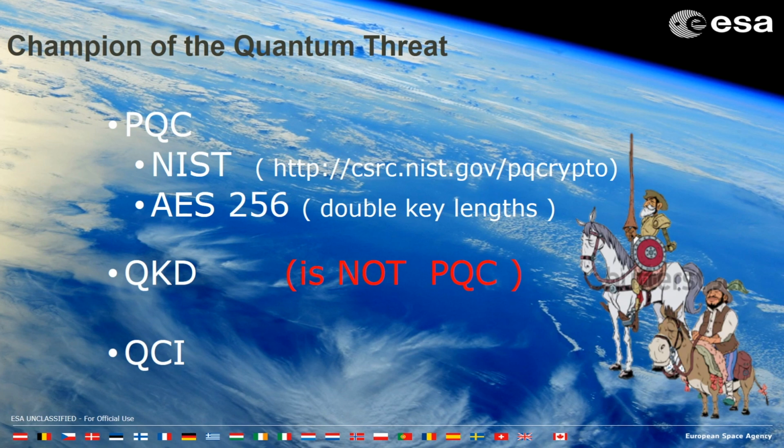We can use something called QKD. We'll go into it later, but remember, QKD, no matter what anybody tells you, especially snake oil salesmen, is not post-quantum cryptography. And then there's something about using a combination of these two things called QCI. That's a new acronym, and we'll go into explaining the acronyms later.